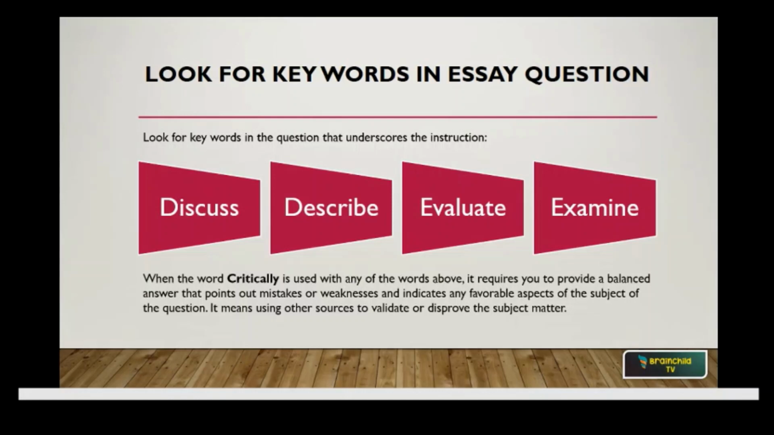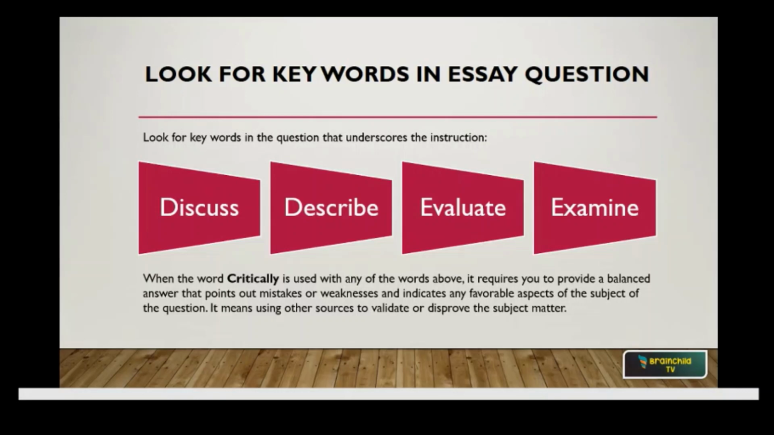used in conjunction with these words, then it changes somewhat the requirements of the assignment, because critical here means that you need to provide a balanced view. You need to look for mistakes in whatever you're critically analyzing or examining or discussing. You need to look for weaknesses. You need to look at the strengths. You need to look at what could have been done differently, and you need to look for nuances, what other people have said about this particular subject.